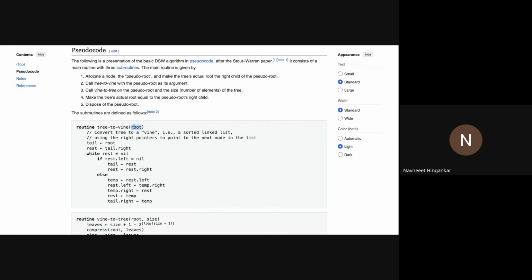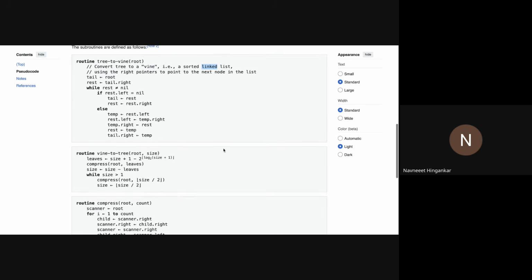Routine tree to vine: we start from root and convert the tree to a vine. That is a sorted linked list. This is the important portion. So somehow we are converting our tree to a sorted linked list, and then we are trying to balance it by this algorithm, right? Vine to tree. So a vine is basically just a linear linked list, right?